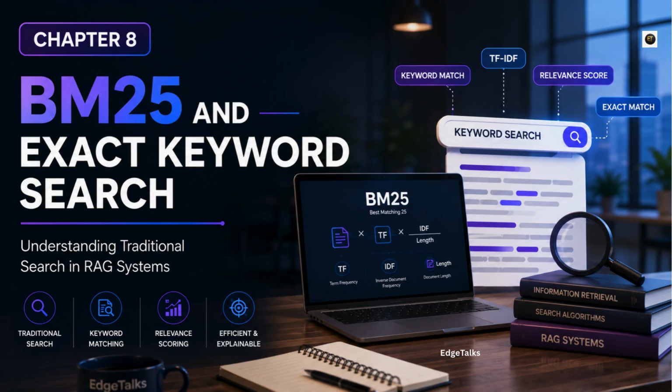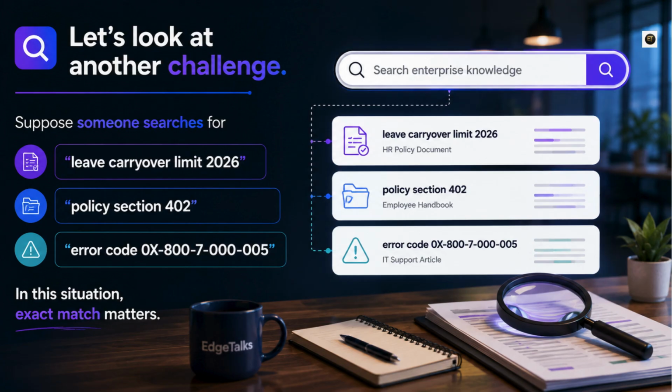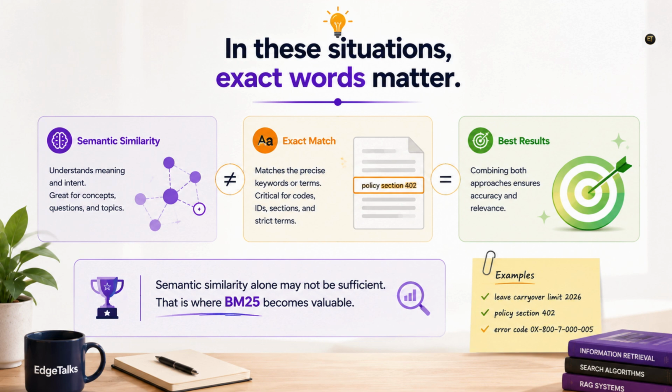Now we will understand BM25 and exact keyword search. Let's look at another challenge. Suppose someone searches for leave carryover limit or policy section 402 or some error code. In this situation, exact words matter. Semantic similarity alone may not be sufficient. This is where BM25 becomes valuable.